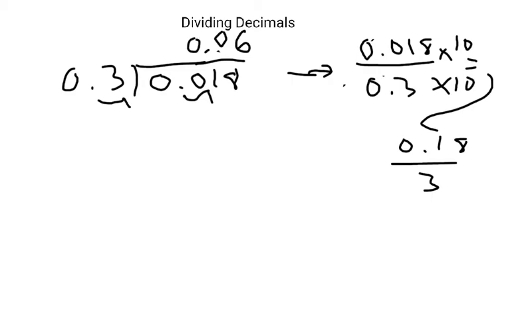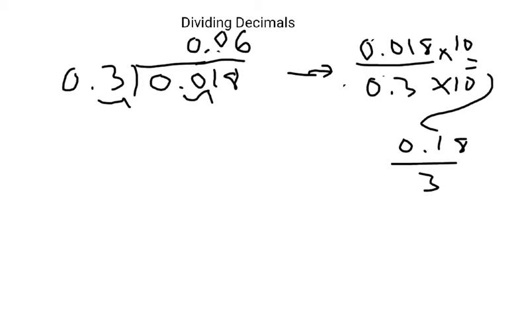So the idea is convert or change the divisor to a whole number by multiplying by 10 or 100 or 1,000 or some multiple of 10. And that will result in the decimal place moving. If it moves one place here to make a whole number, you have to move it one place in the dividend. If you move it 2 places, you have to move it 2 places. So let's take a look at a more complicated problem.